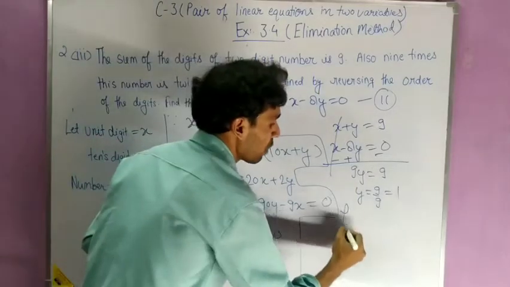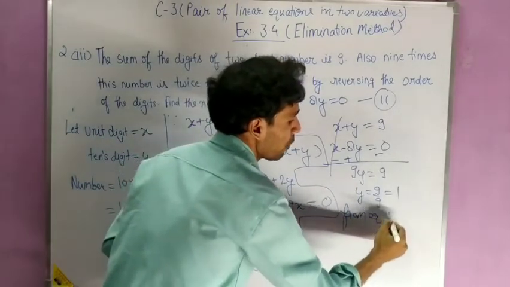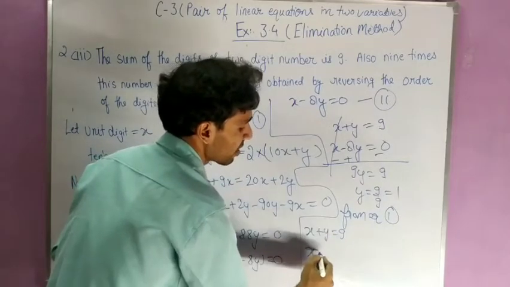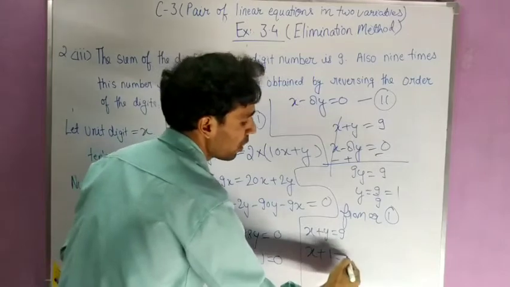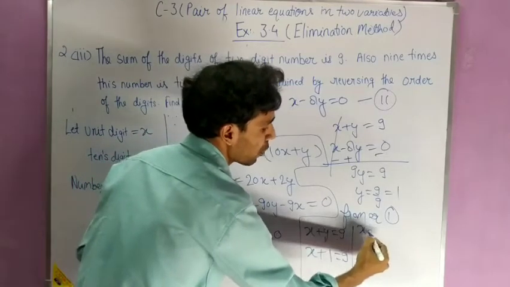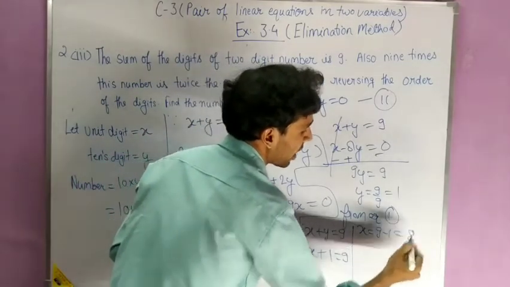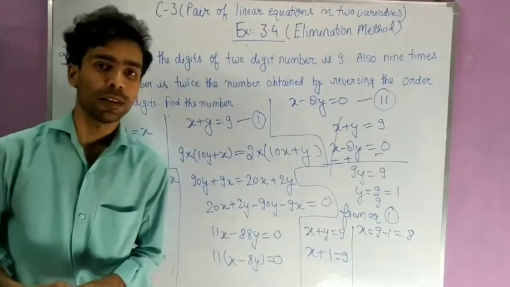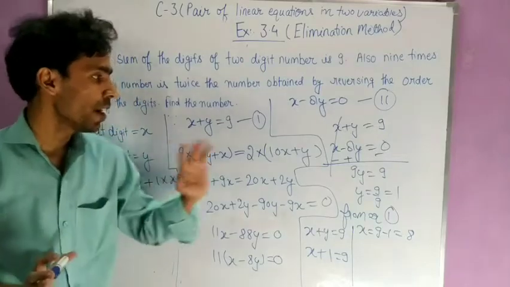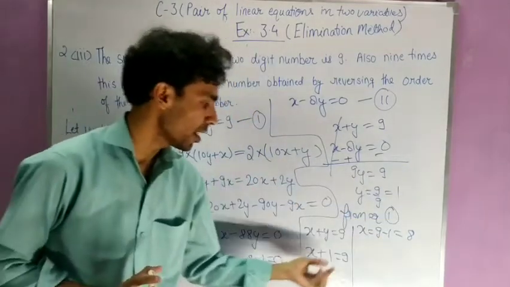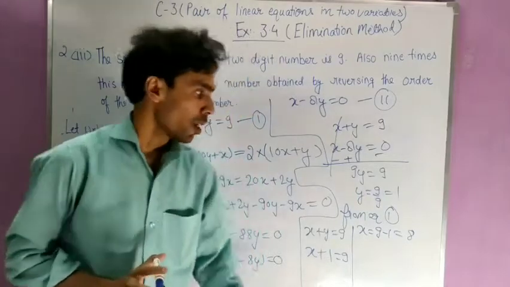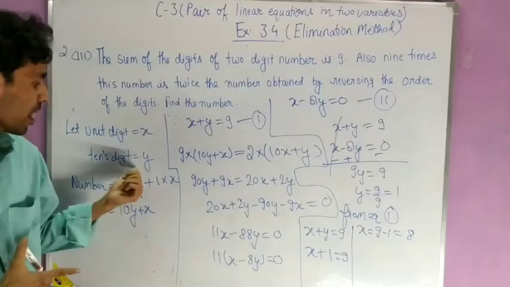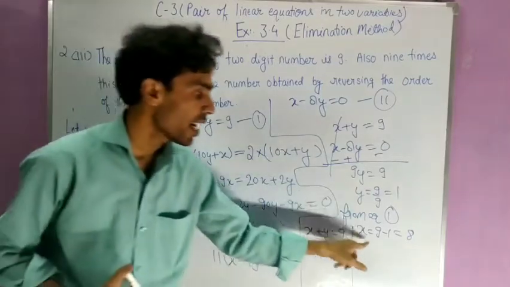So from equation 1, x plus y equal to 9. So x plus the value of y, which is 1, equal to 9. So x will be equal to 9 minus 1, that is 8. Are you getting my point? The value of y is 1 and the value of x is 8. Y was at the tens place as I have written, and x is at the units place.